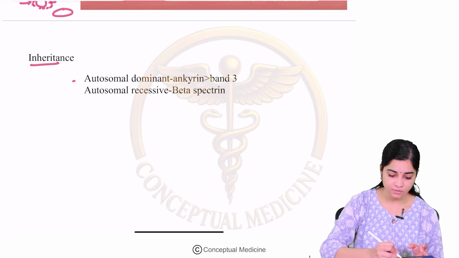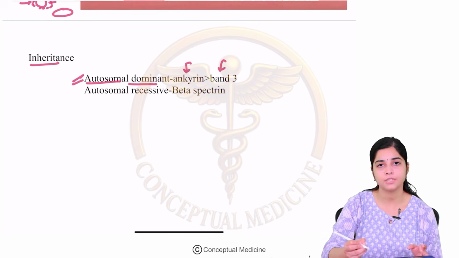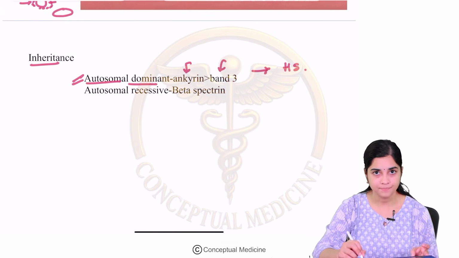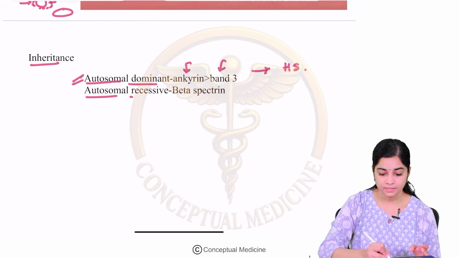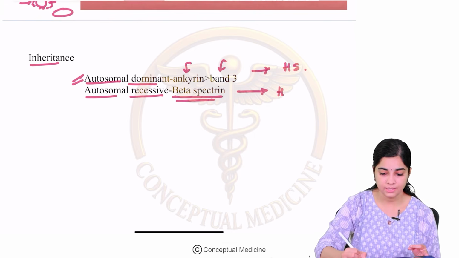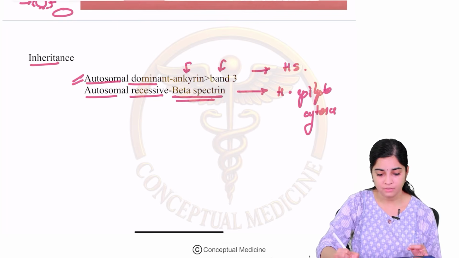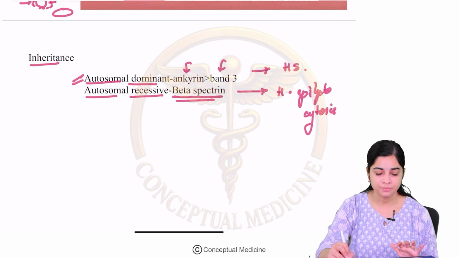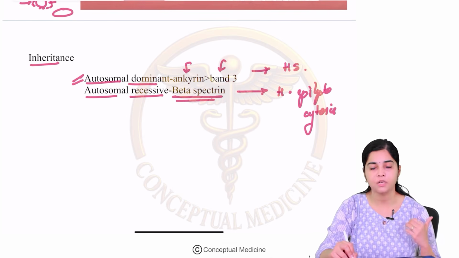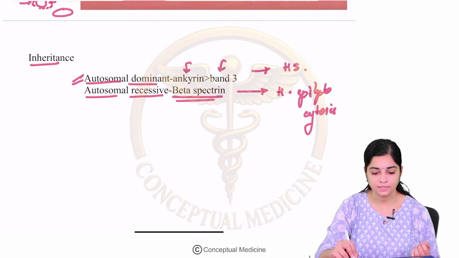So the most common type is an autosomal dominant fashion, and ankyrin more than band 3 mutations are affected, and this usually results in hereditary spherocytosis. If the defects are usually inherited in an autosomal recessive pattern, which is the beta spectrin, then it usually results in a hereditary elliptocytosis. Okay, fine. So these are the protein defects which you have to remember. Ankyrin and band 3 resulting in hereditary spherocytosis, autosomal dominant fashion. Autosomal recessive hereditary elliptocytosis can be due to beta spectrin deficiency.